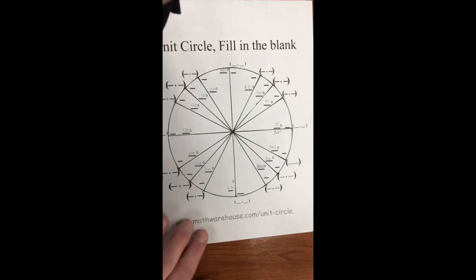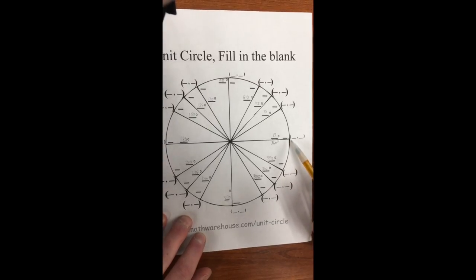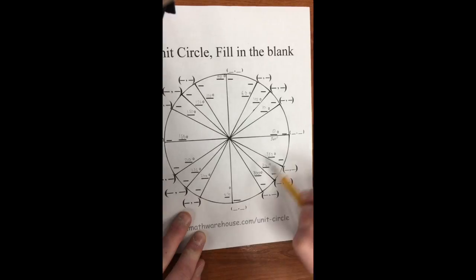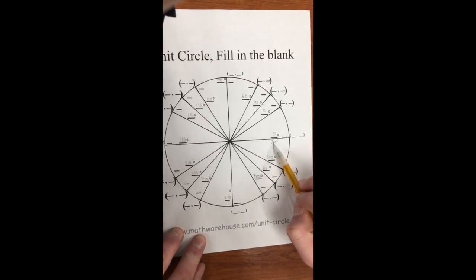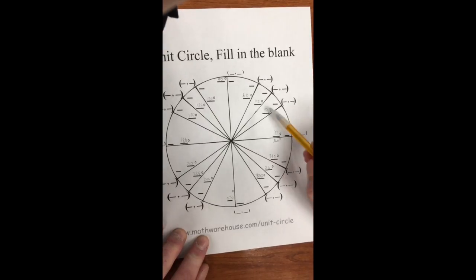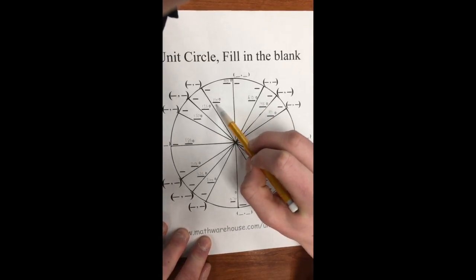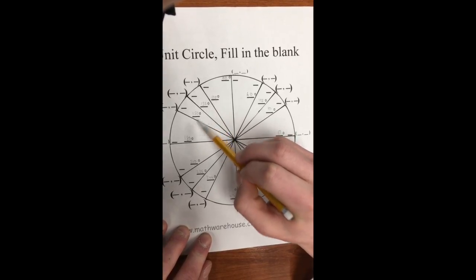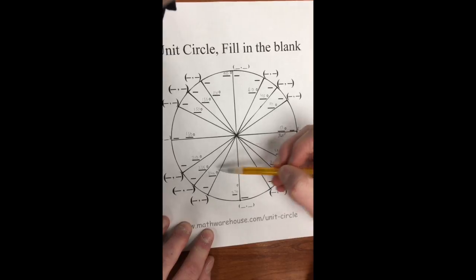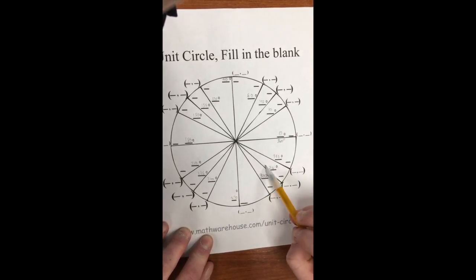On the unit circle, the angles in degrees are incremental. The five main angles are 0, 90, 180, 270, and 360, and that is one full revolution. In the first quadrant, the angles are 30, 45, and 60. In the second quadrant, the angles are 120, 135, and 150. In the third quadrant, the angles are 210, 225, 240. And finally, for the fourth quadrant, the angles are 300, 315, and 330.